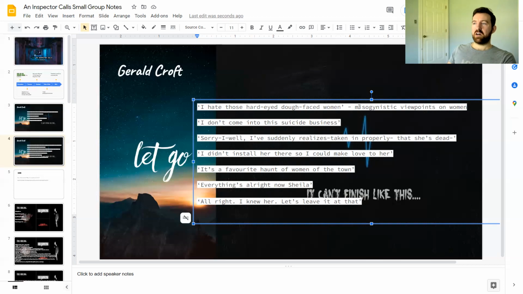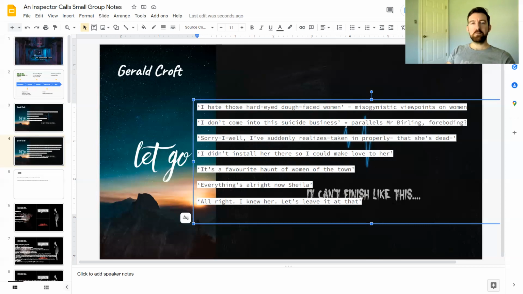He talks about how he doesn't come into the suicide business. Now, this actually parallels Mr. Birling. And this maybe foreshadows the fact that he will not ultimately take responsibility for what he did. So this is when he's talking to Sheila. He says, look, just let's keep it quiet from the inspector. He tries to deceive the inspector. He tries not to even let the inspector know that he knew a Daisy Renton.